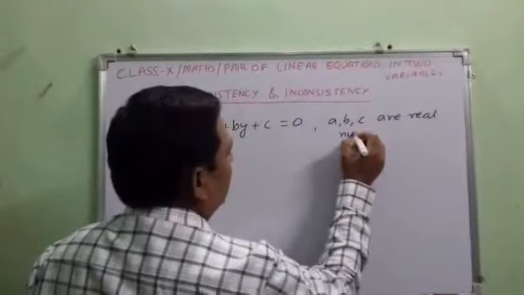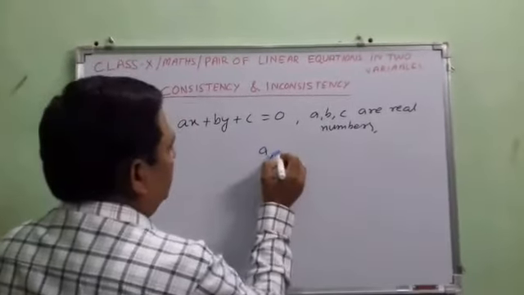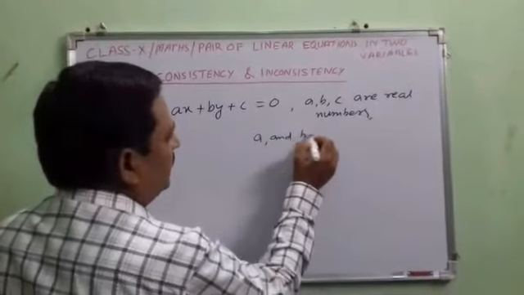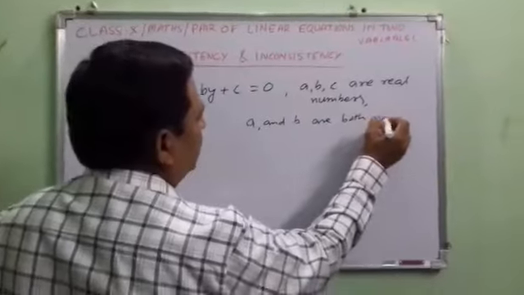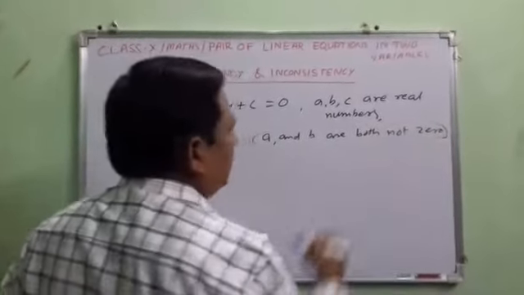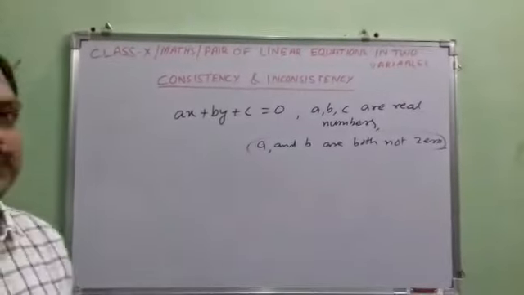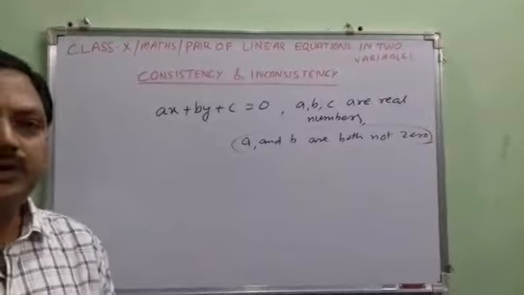And a and b are both not 0. To be a linear equation, a and b both cannot be 0.